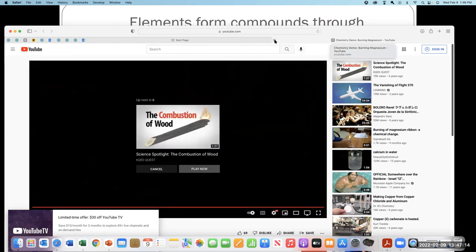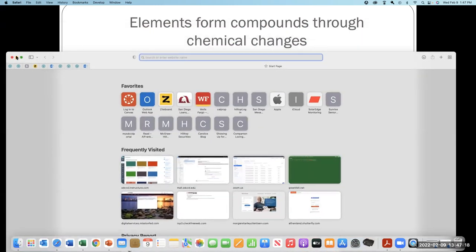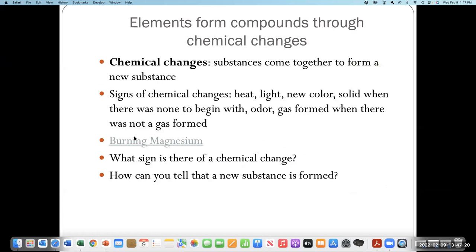All right. Whoops. Oh no, that's okay. All right. So a sign of a chemical change was the light. We can tell there's a new substance because it just looks really different.